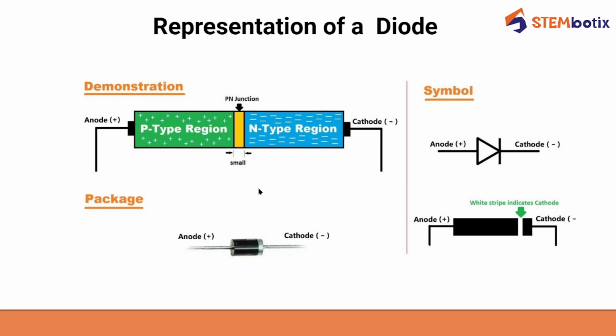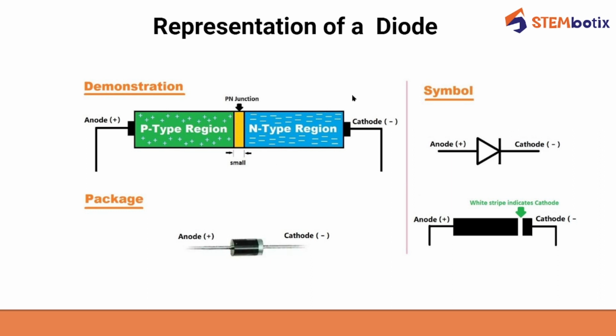So basically what happens in a diode: there is a P region, which has positively charged holes, meaning this region is highly positively charged, and this N-type region will have the maximum number of free electrons.